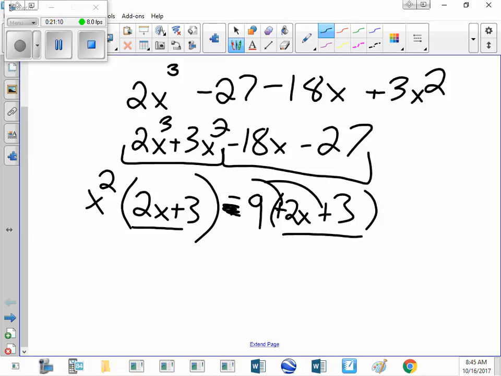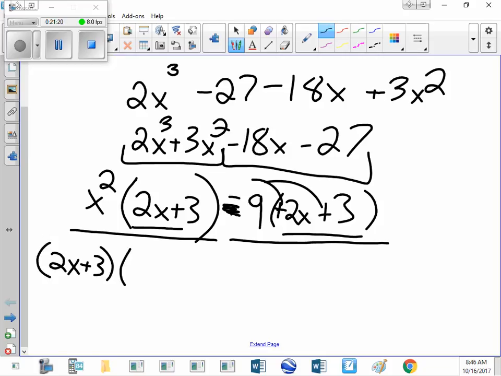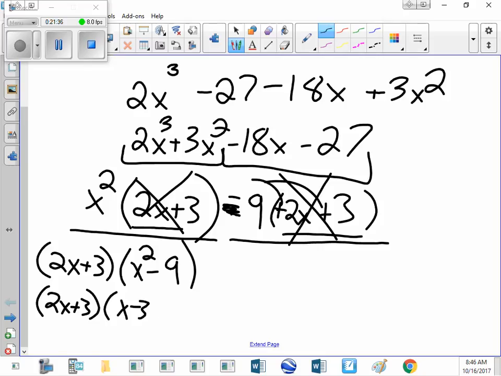Okay. Now what do this and this have in common? 2x plus 3. So I'm going to pull out the 2x plus 3. And if I take this away and this away, what's left? X squared minus 9. Will that factor any further? Yes, that is a difference of squares. So 2x plus 3 and x minus 3 and x plus 3. And then I'm done. Okay.